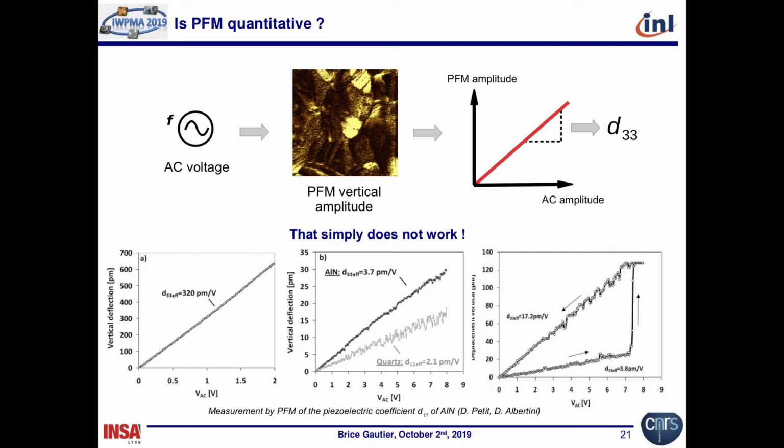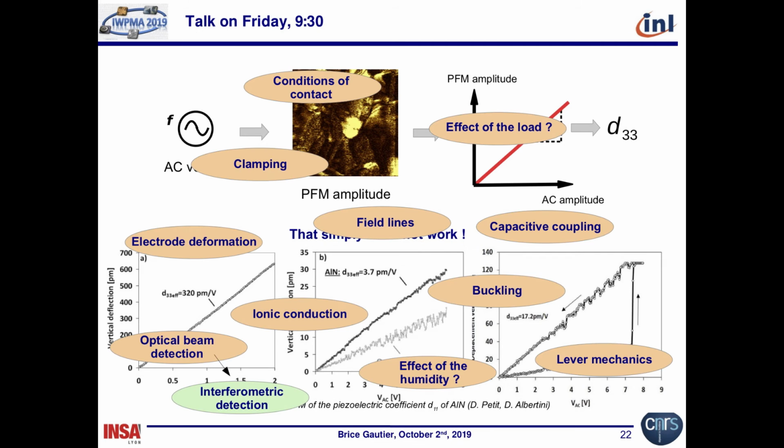Well, you find 2.1, but if you redo the experiment the next day, you will find for quartz something which is very strange. Of course, if you keep only the measurement where you had chance, that's not fair game. So it's very difficult. Well, these are the sources of error. If you want to know about them, just come on Friday, and I will be longer.